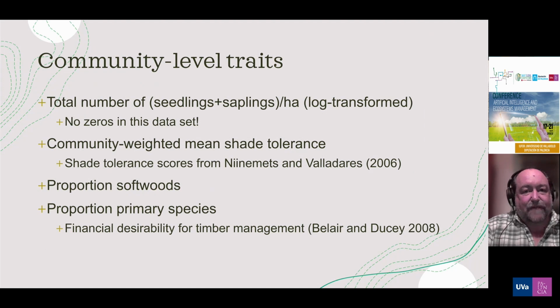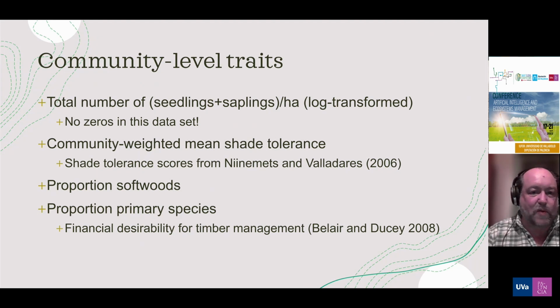So for today's talk, I'm not going to try to model the regeneration of individual target species. That's actually a huge challenge. There's too many species, and as we've mentioned, the properties of those data actually make them difficult to model well. Rather, I'm going to focus on community level traits, and I'm going to focus on 4 traits today. The first is the simplest, of course. It's just simply the number of seedlings and saplings per hectare. I've log transformed those data to achieve some better statistical behavior. Now, there's one good piece of fortune here.